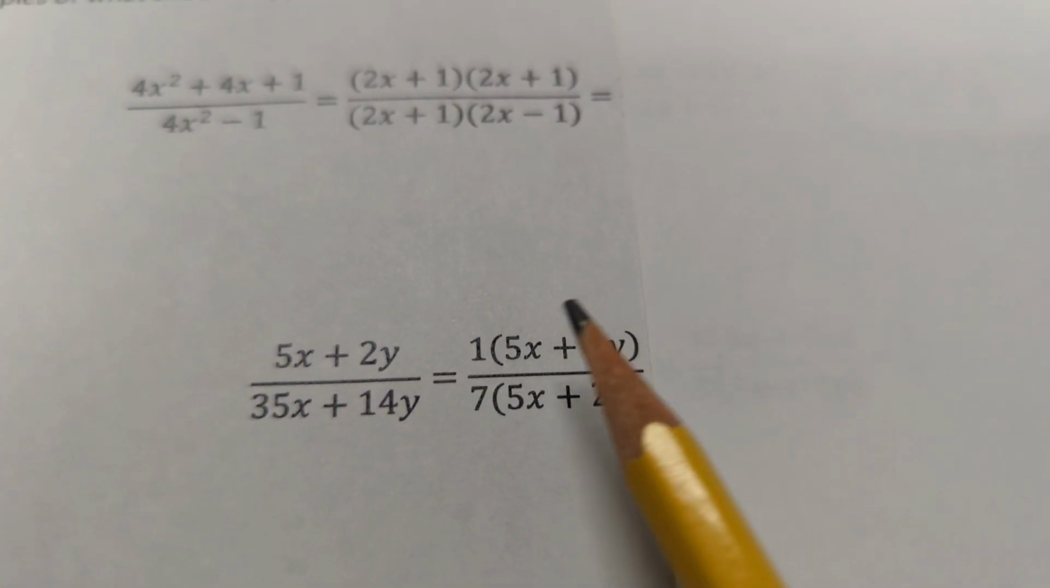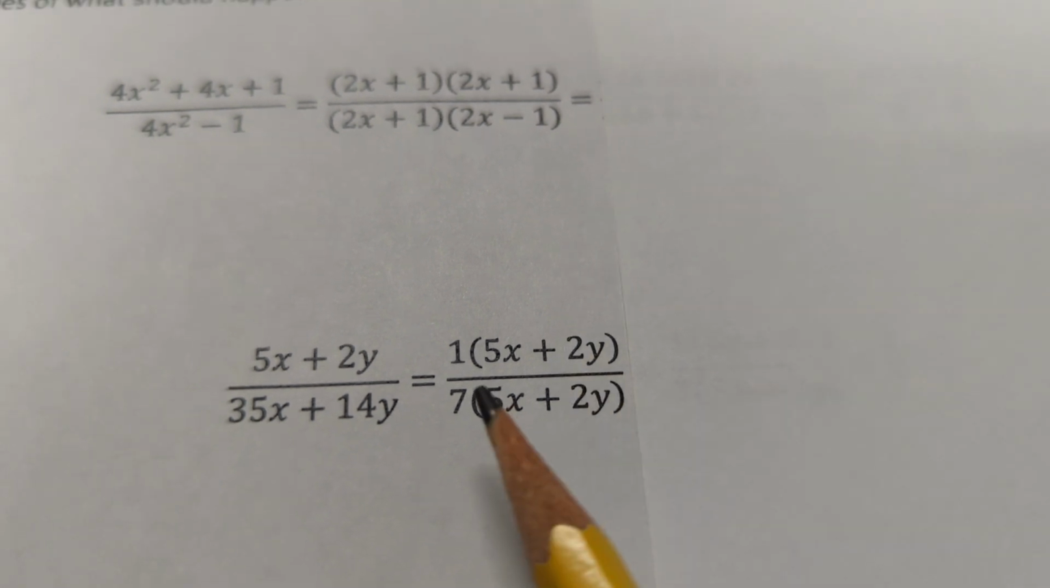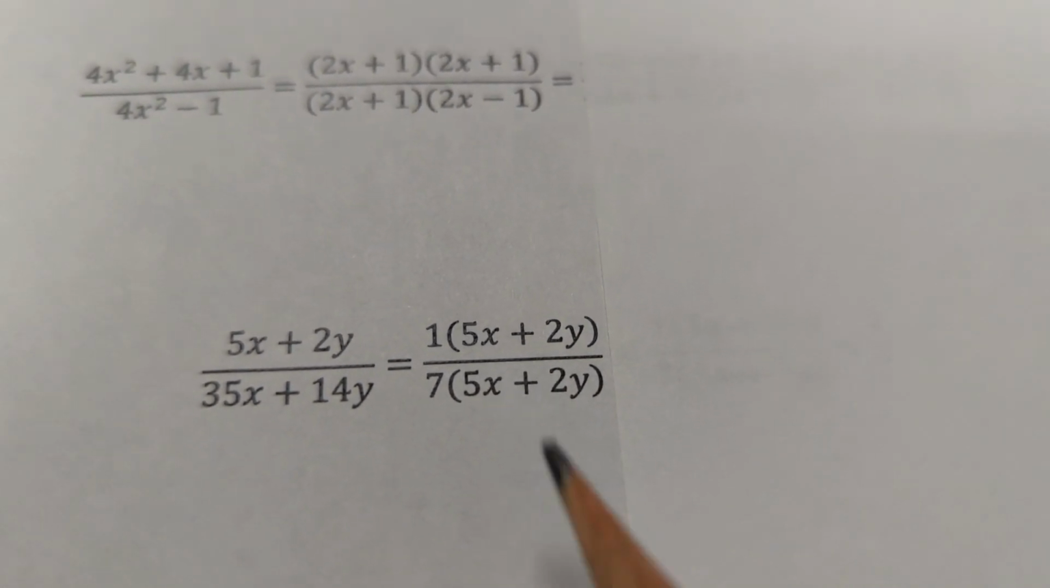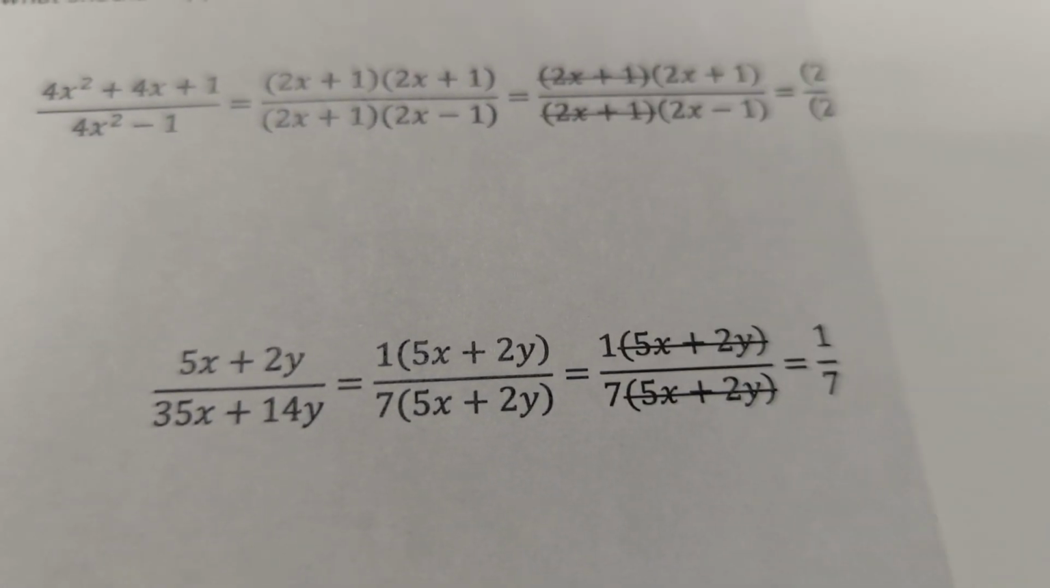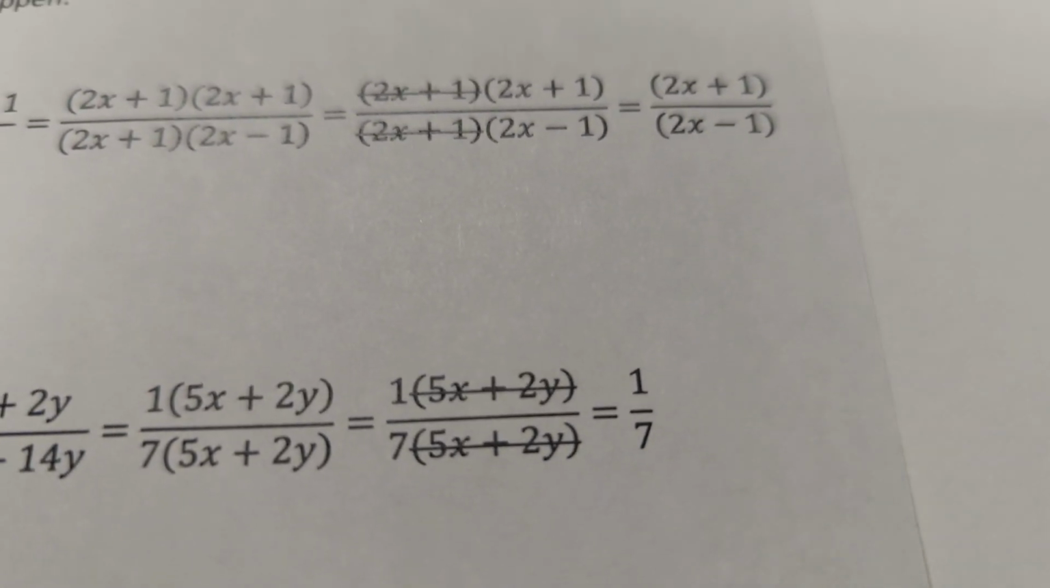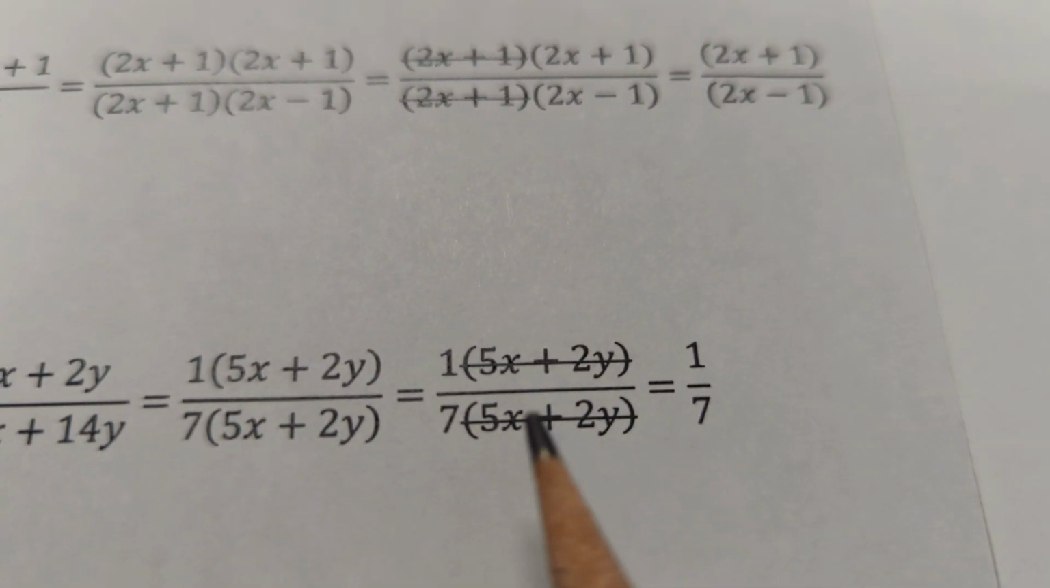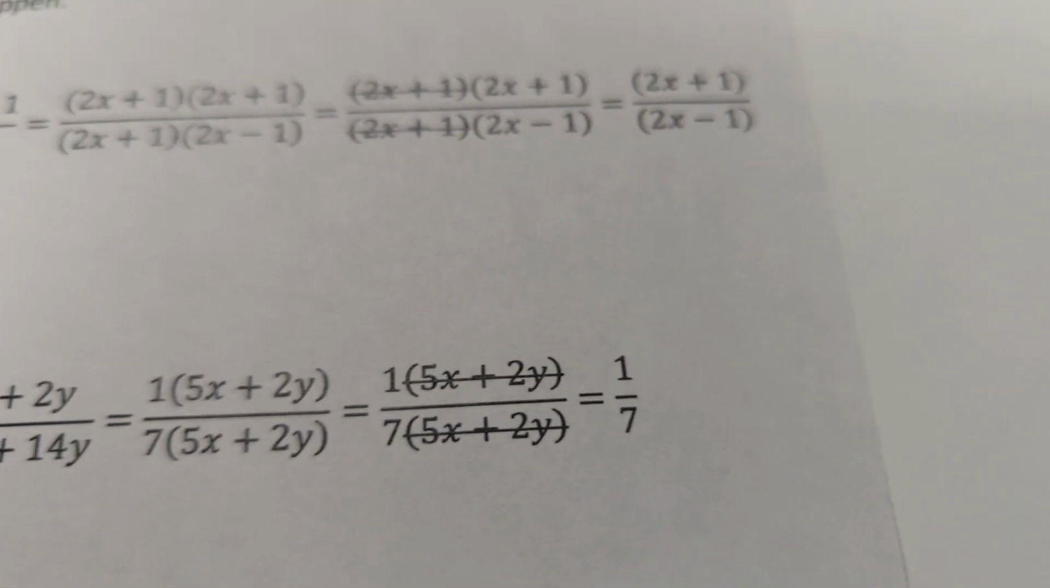And so it's not the same, so I factored it out. The bottom had a 7 in common, so I factored that out. And then once again, the 2 parentheses here are exactly the same, and so I canceled those out, leaving behind the 1/7.